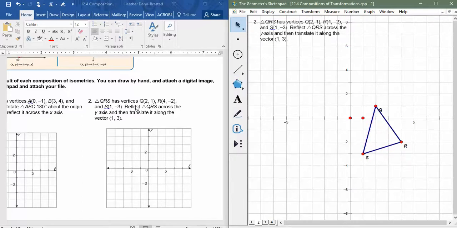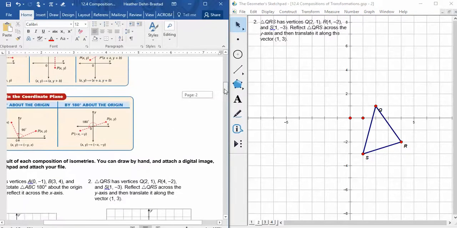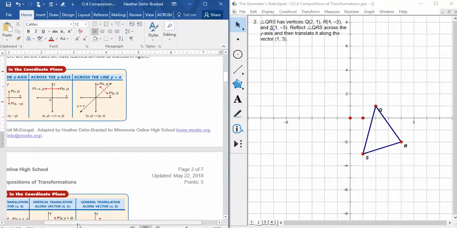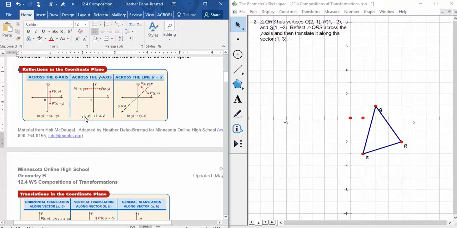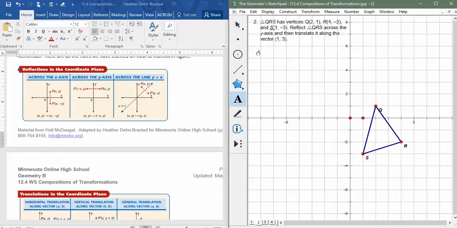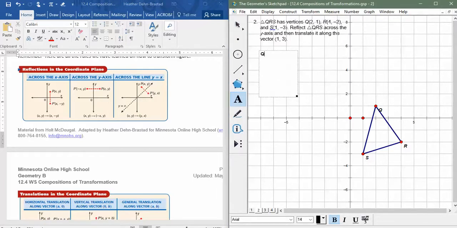Now I need to reflect this across the y-axis, so it's going to end up over here. So I know that that's where it's going to end up. So I look back at the rules for reflections. The rule for reflecting across the y-axis is you take the opposite of the x-coordinate and the y-coordinate stays the same. So I'm going to first find out what each of these would be. So for Q prime, that's after the reflection, I am going to change my x-coordinate to the opposite and leave the y-coordinate the same. Same thing for R prime.